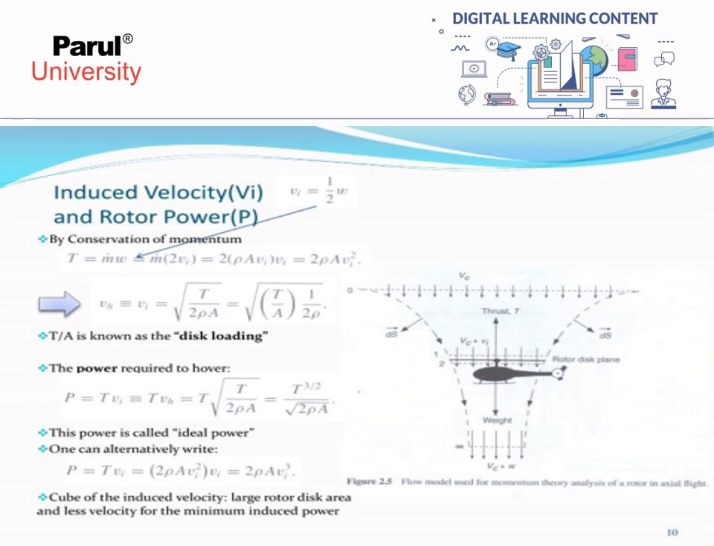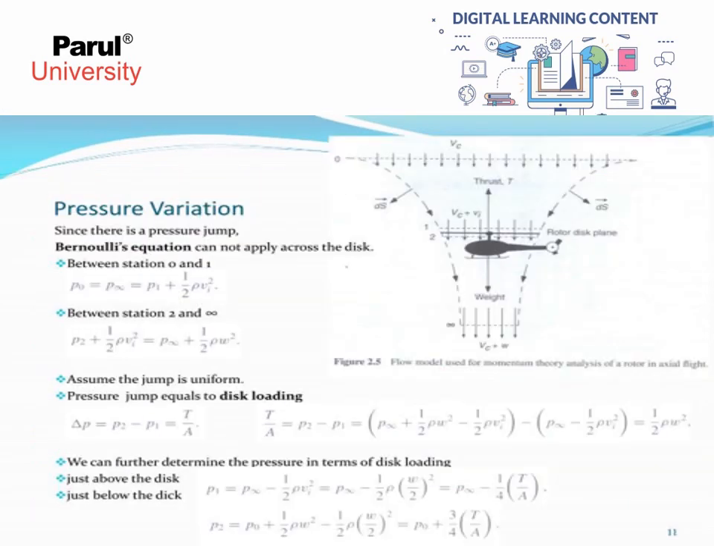This is a figure again for the model used for the momentum theory analysis of a rotor in axial flight. Now we can know what is the induced power and what is the rotor power. Okay. Next, pressure variation. Since there is a pressure jump, Bernoulli equations cannot apply across the disk.